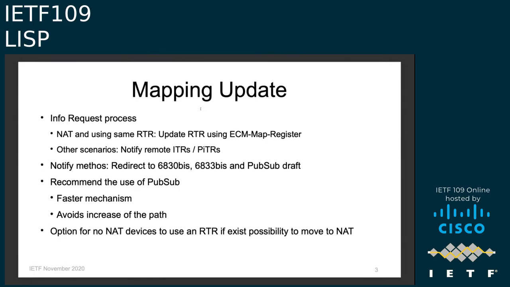In the draft, we point to RFC 6830bis, 6833bis and the PubSub draft, where I described the current methods to notify mapping updates, but we recommend using the PubSub draft as it is a faster mechanism to notify peers, and it avoids the temporal increase of the path length associated with an ETR disassociation of an RTR. In the draft, we also indicate the option for devices that can move from NAT to no-NAT, like LISP mobile node devices, to use an RTR as an endpoint, and in that way avoid frequent notifications of RLOC changes. Next slide, please.